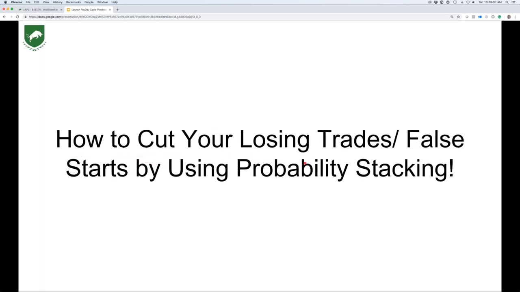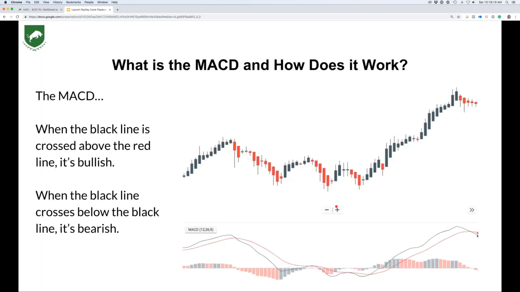So next I want to show you how to cut these losing trades and false starts using that idea of probability stacking. You want to wait for multiple things to get aligned with each other before moving on the trade. And so we're going to use the MACD for that. I want to give you a quick little 1-2 on the MACD. It's a pretty simple thing. It's a momentum and directional indicator. It tends to last about a month or so, which is perfect for payday cycles because you generally have several payday cycles within one MACD cycle.